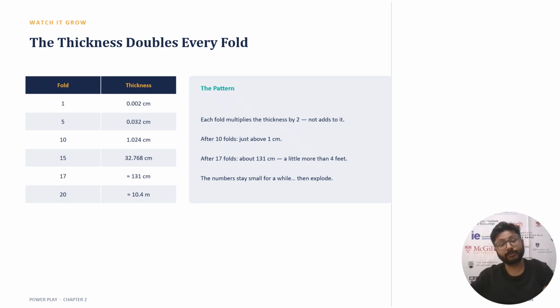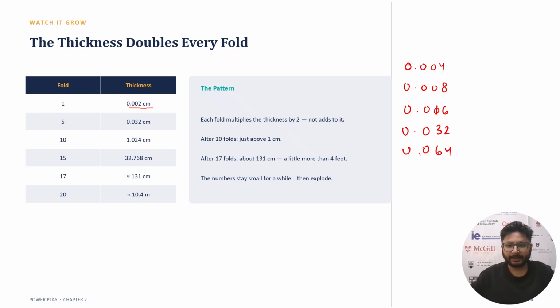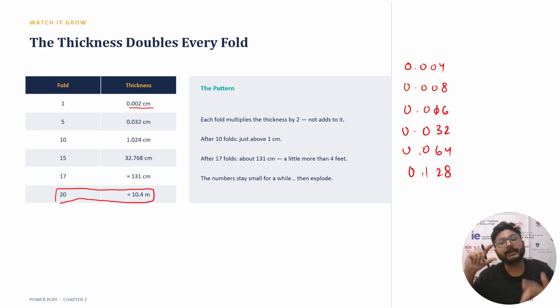As you can see, let's assume that the thickness of the paper is 0.002 centimeters. When you fold it once, it will become double, 0.004. When you again do the same thing, it will become 0.008. 4 times fold will become 0.016, then 5 times fold 0.032, then 0.064, then 0.128. Basically, when you reach as many as 20 folds, the thickness of the paper will become 10.4 meters.